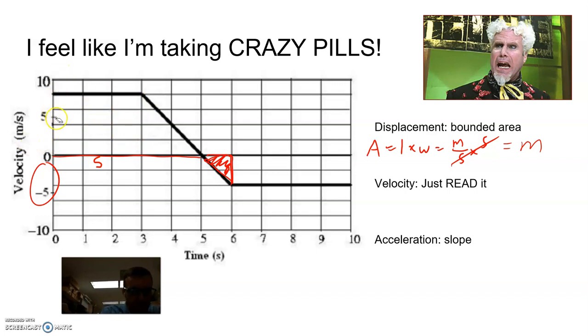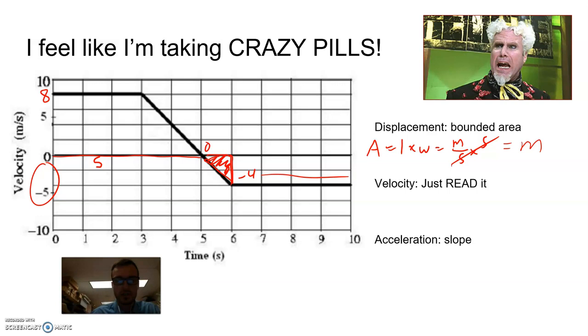So if that's 5 and that's 10, we got 1, 2, 3, 4, 5 increments there. Each one's 2, so we're looking at 8. All right, so you just have to read the scale of the graph. You'd be 8 meters per second there, right? And then you drop down, you'd be 0 meters per second down here. Then down here, it looks like you'd be negative 4 meters per second riding it the rest of the way.